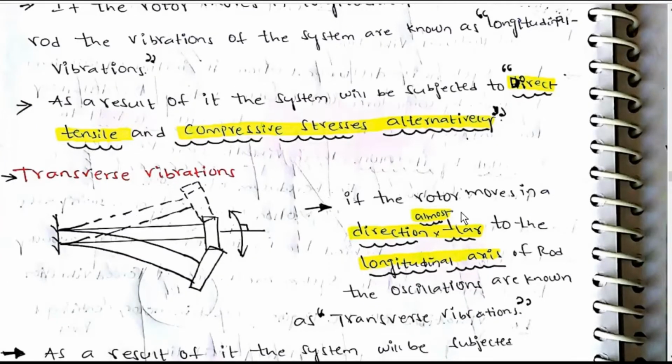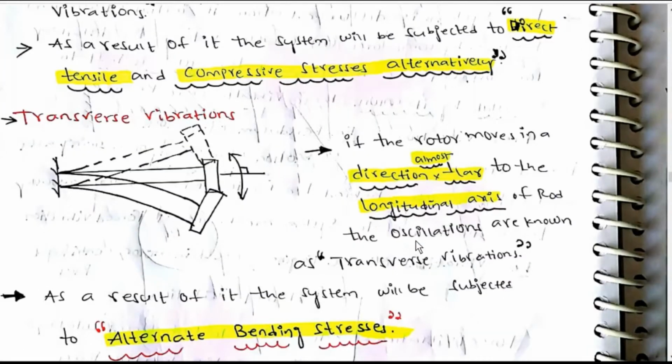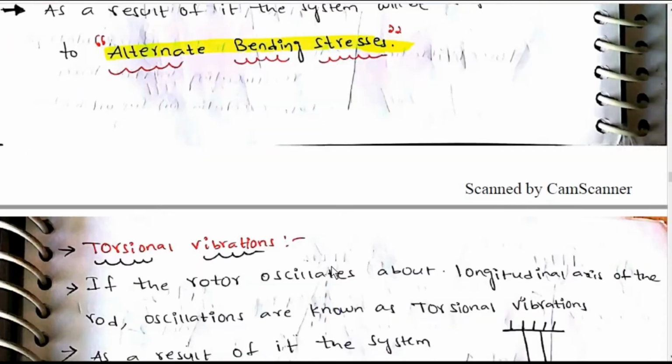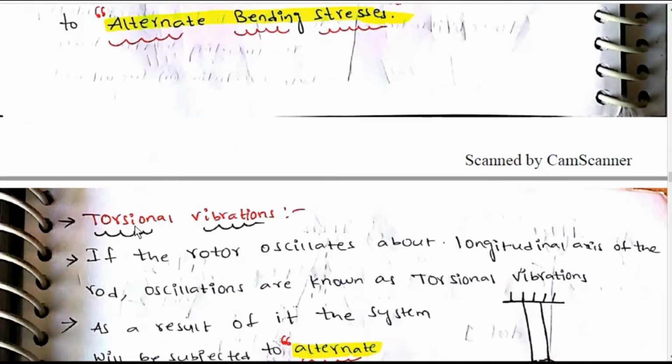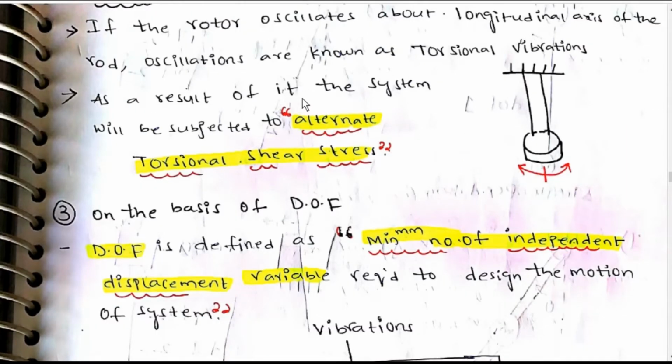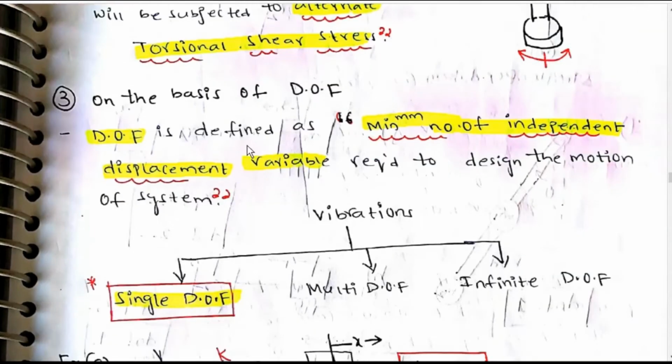Transverse vibrations: if the rotor moves in a direction almost perpendicular to the longitudinal axis of the rod, the oscillations are known as transverse vibrations. As a result, the system will be subjected to alternate bending stresses. Torsional vibrations: if the rotor oscillates about the longitudinal axis of the rod, the oscillations are known as torsional vibrations. As a result, the system will be subjected to alternate torsional shear stress.